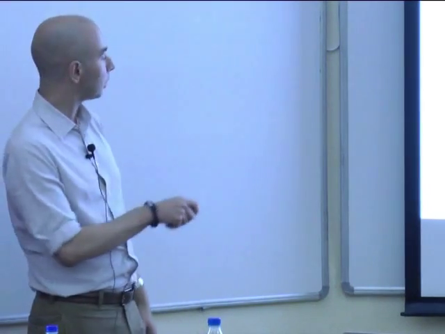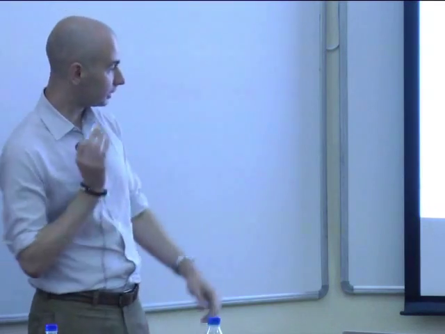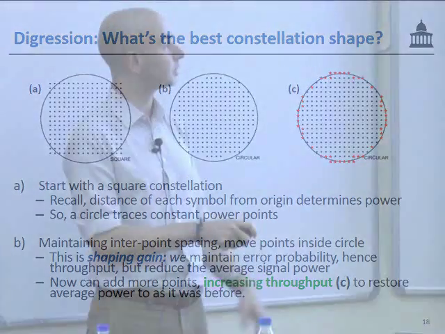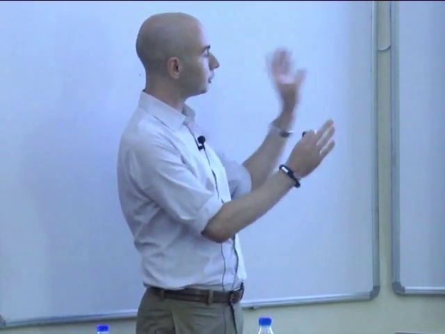And furthermore, the spacing between my points hasn't changed when I went from A to B. So the probability of making an error has stayed the same. So I can send at the same rate here, but I've reduced the power. So now let me equalize my power in my circular constellation with case A here in case C. So now I'm just adding points here around to equalize the power in the two cases. So now I can increase throughput.